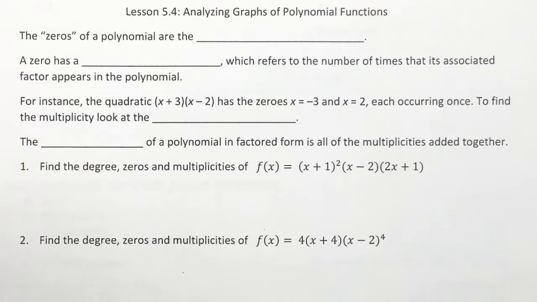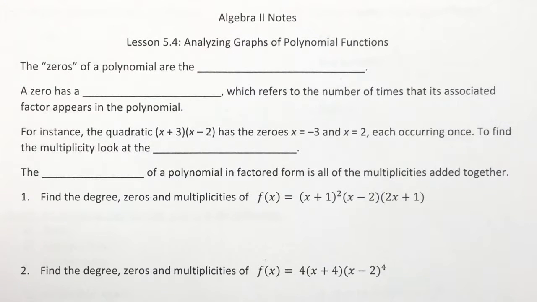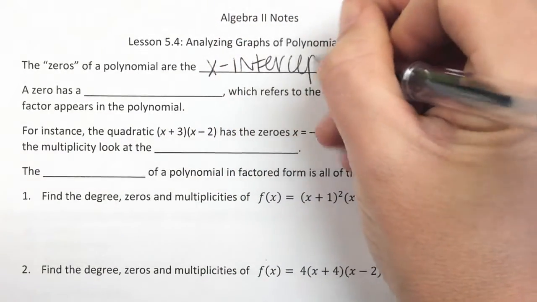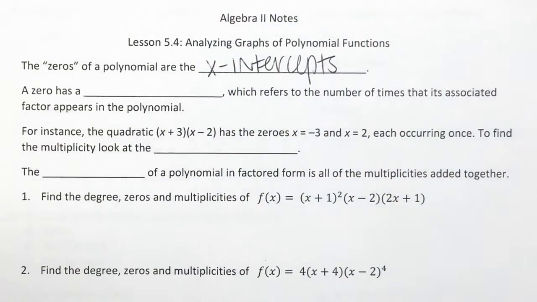Alright, 5.4, analyzing graphs of polynomial functions. First line is just a review. What are the zeros of a polynomial? So they're called? Good, x-intercepts. That's what we call when they touch the x-axis, right? X-intercepts. So anytime I say zeros, that's what I mean, the x-intercepts. And what we're going to be talking about today is multiplicity.